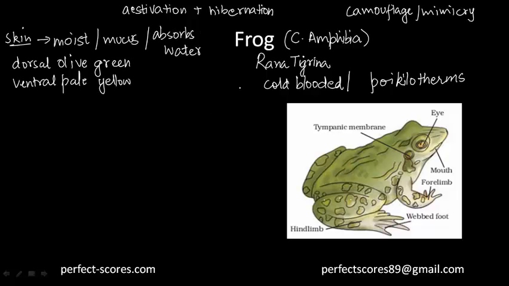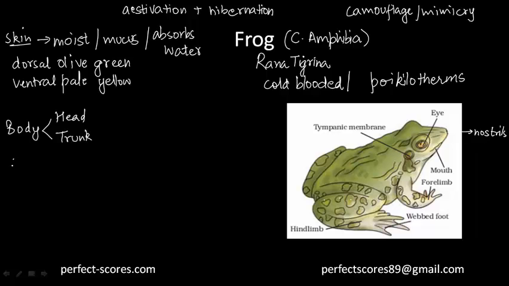Now the body of the frog is divisible into the head and the trunk. The tail is not there, it does not have a neck. Above the mouth there is a pair of nostrils over here. So these are the nostrils. And eyes, they're bulging and they're covered by a nictitating membrane.